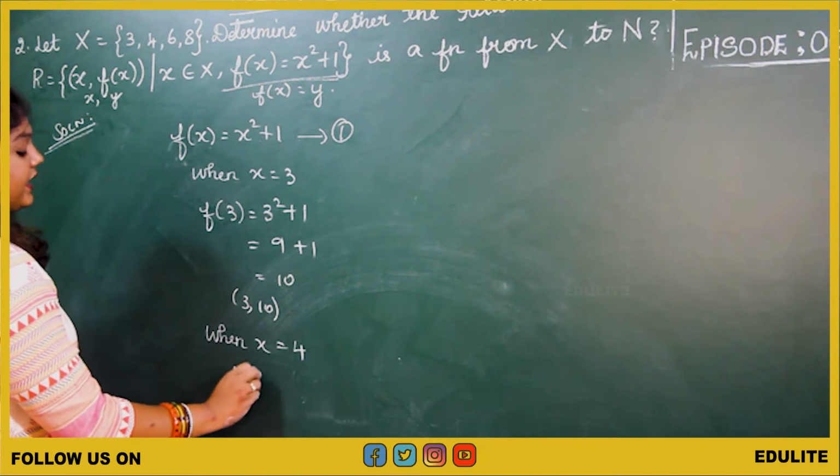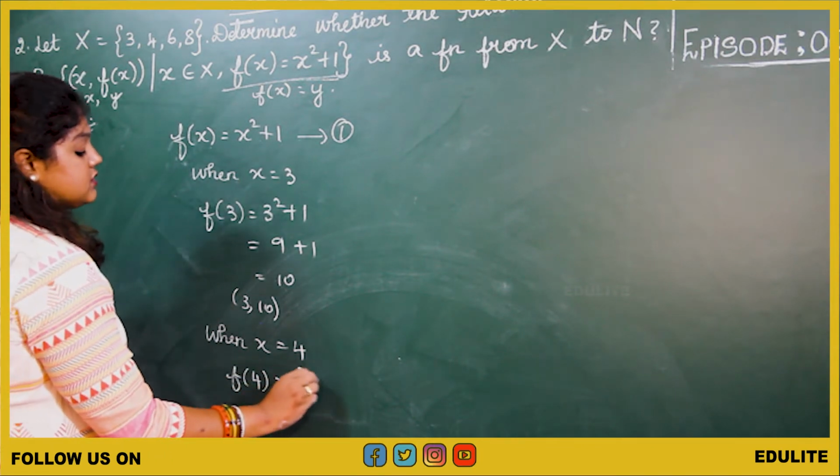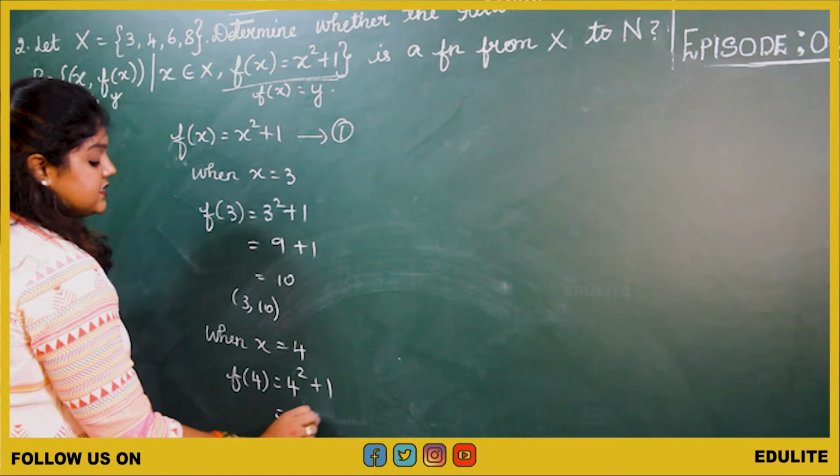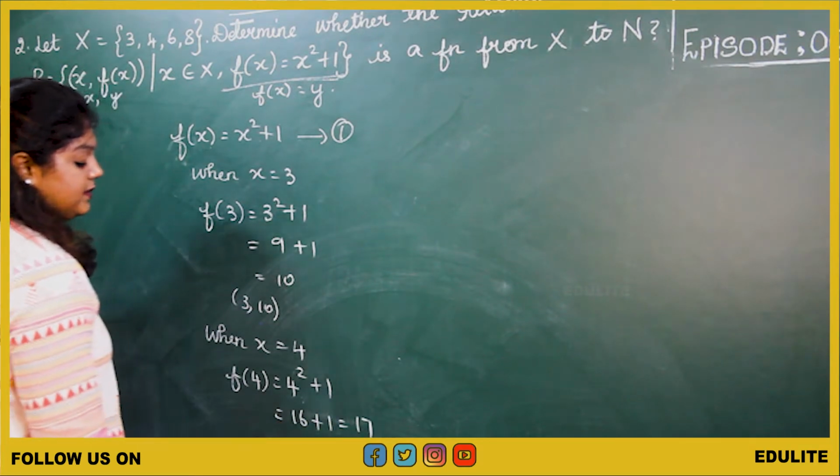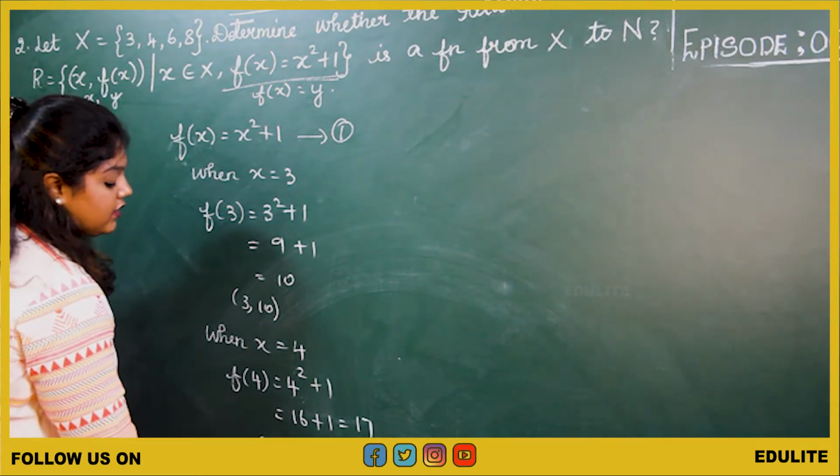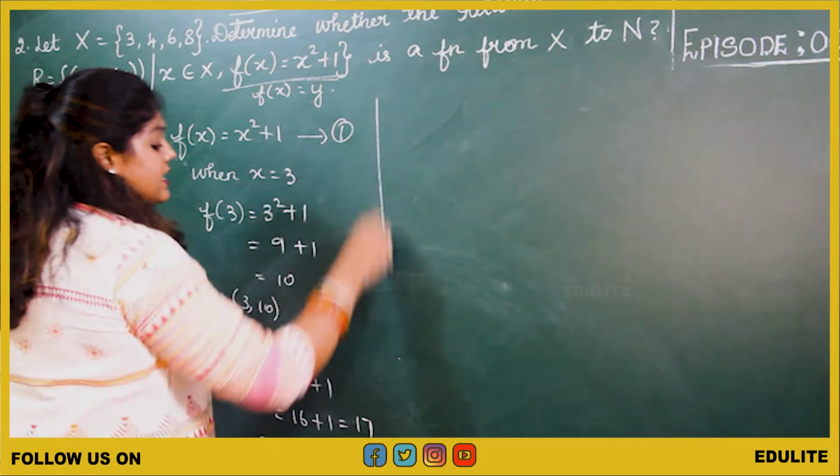What will we get? f of 4 is equal to 4 square plus 1. 4 square is 16, plus 1, 16 plus 1 is 17. When x is 4, we got the value of y as 17.